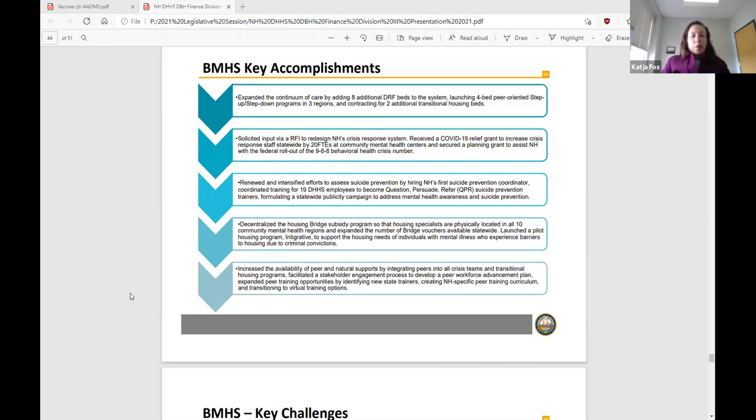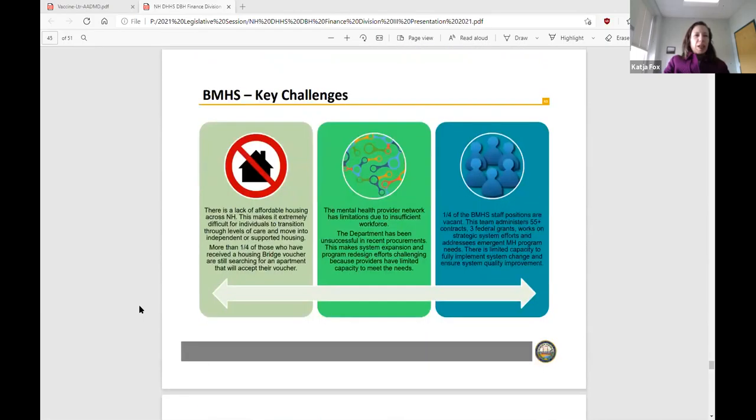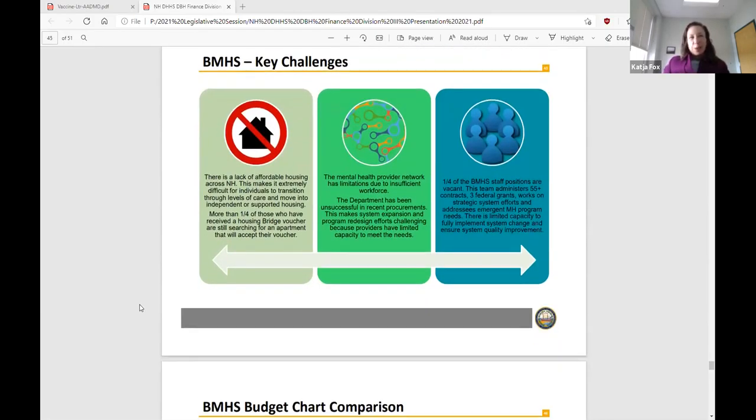And then again, a focus on peer supports and making sure that peers are available to individuals and not just having a clinical approach to crises. And workforce, workforce, workforce, we're gonna keep bringing it up. So under key challenge, oh, I should pause, I'm sorry.